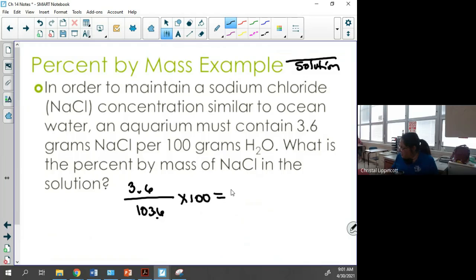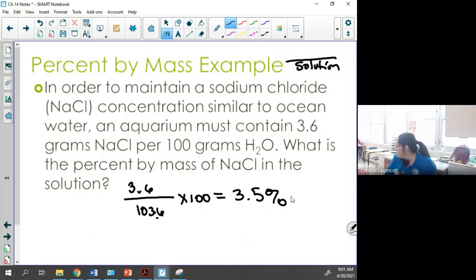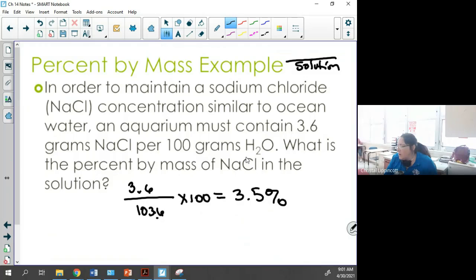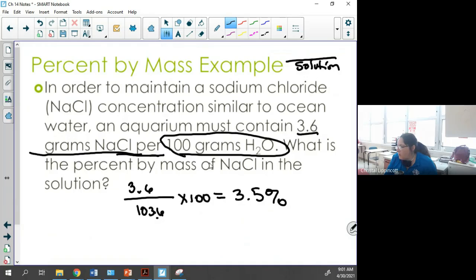So 3.4, 3.5%. Easy enough? Do you see this is our solvent here. Or I'm sorry, this is our solvent here. And this was our solute. So that's our amount of solute. But to get the solution, we have to add them together. All right, good.